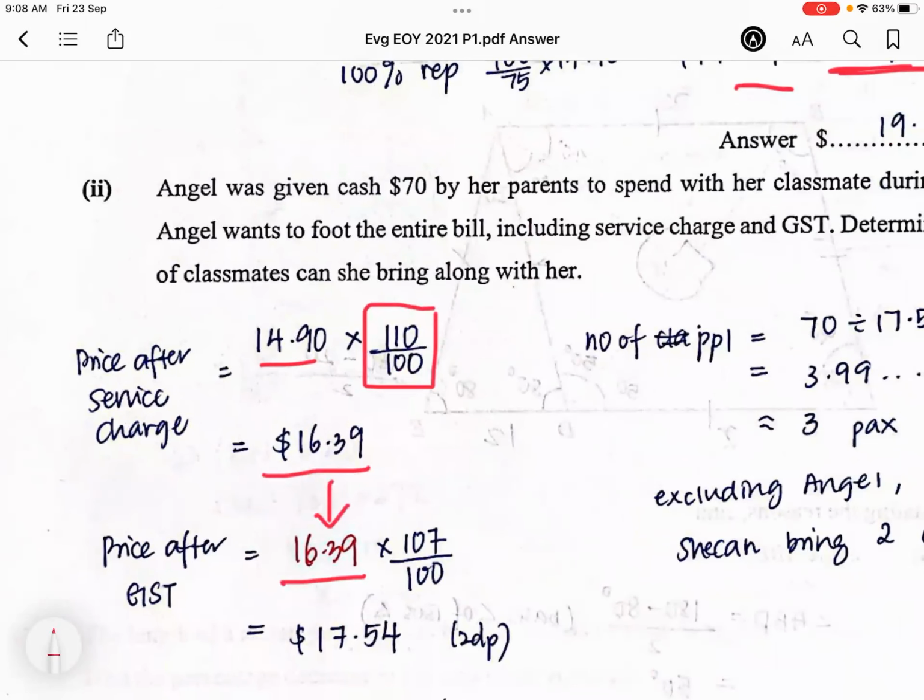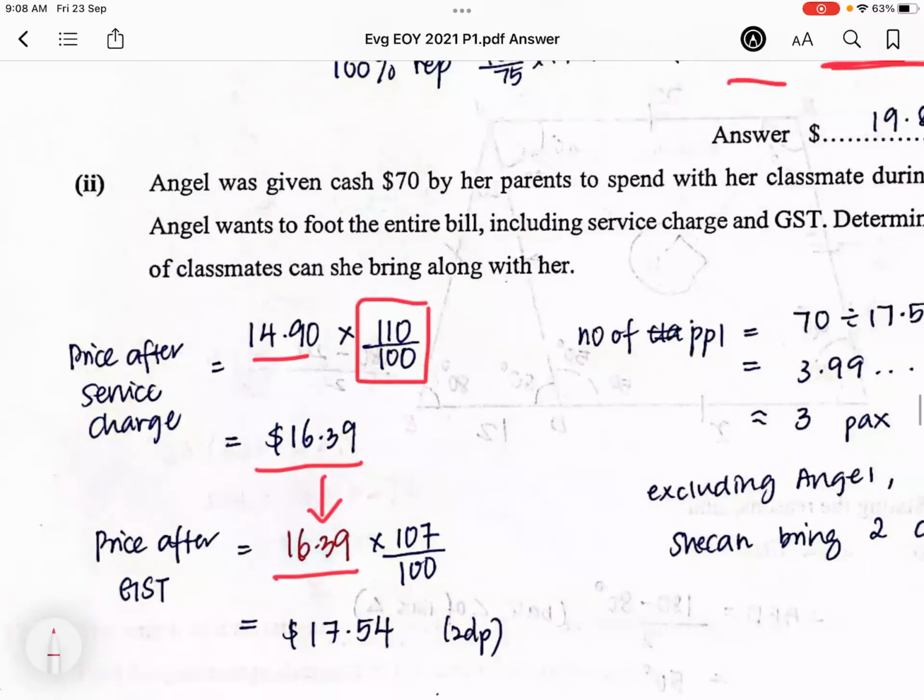So GST is another 7%. 100 plus 7% is 107% of the new number. Please don't use 117%, no. Okay, or you can find 7%, then you add, no problem. But it's 7% of the new number with the service charge. Okay, then you get this price.